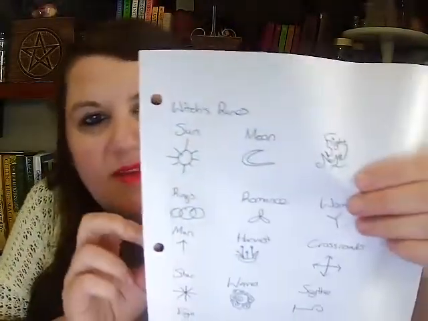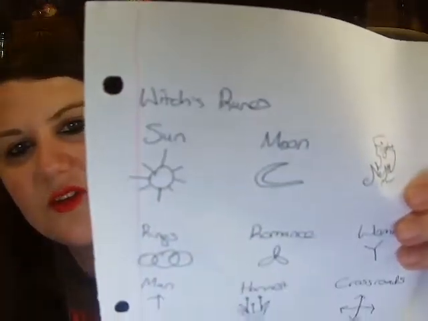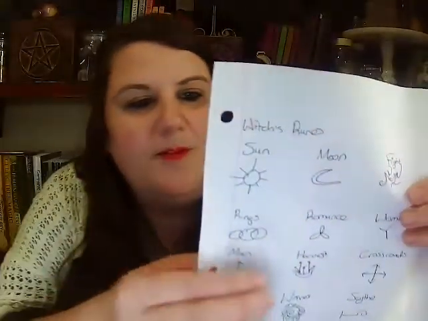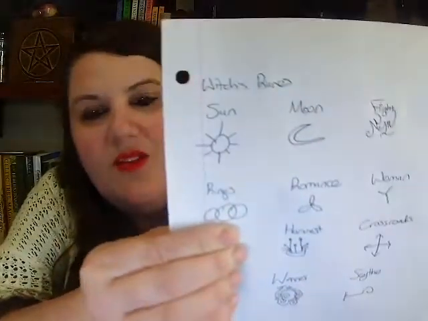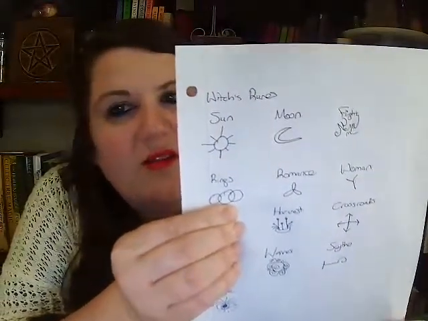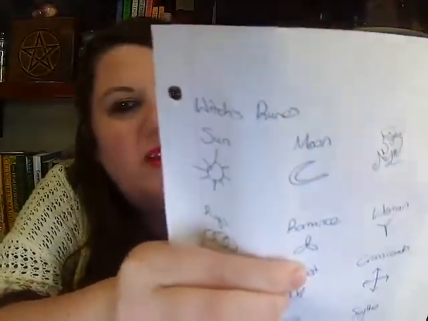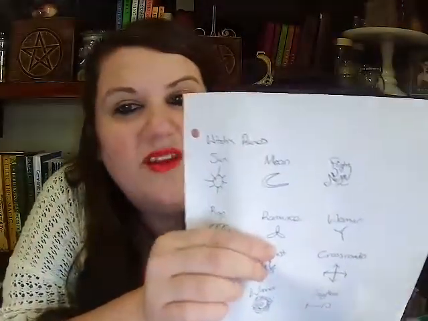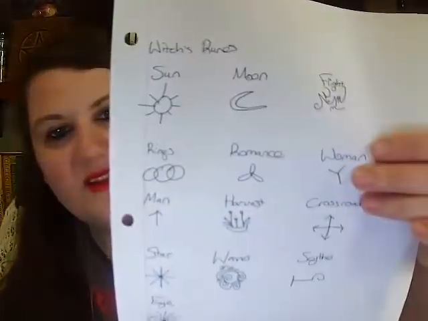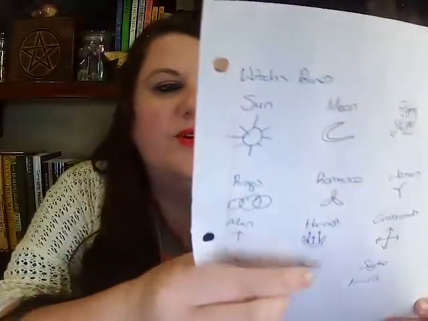Then we have flight, which you see as kind of little swoopies. That represents movement, communication, and travel. Next we have rings, which is about connections, a union that creates new things. And then we have the 3 swoopies indicating romance, love, soulmates, and harmony. This is one of the symbols for woman that you'll see. And then next, that'll be the symbol for man in the witch's runes.